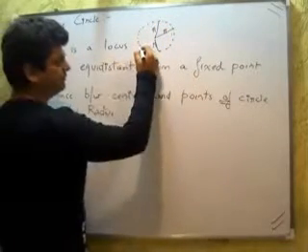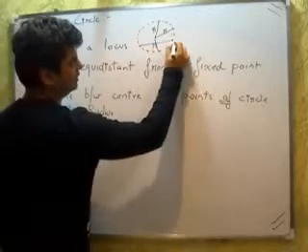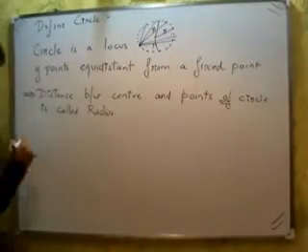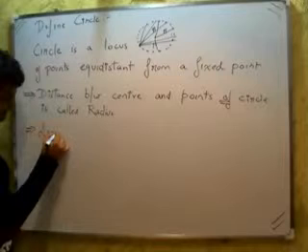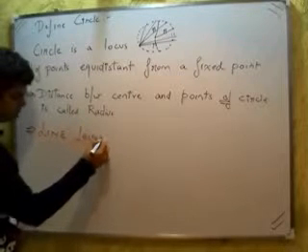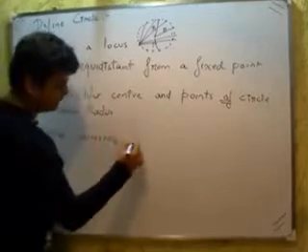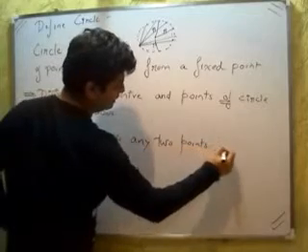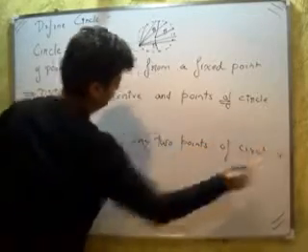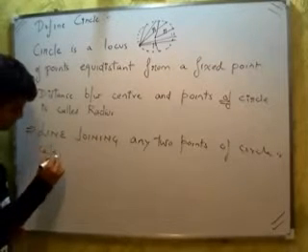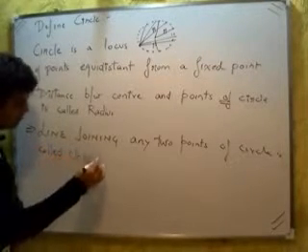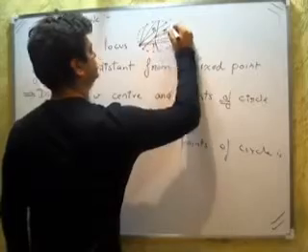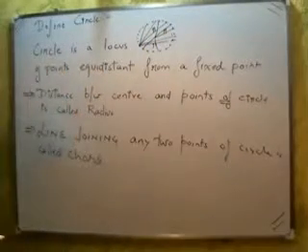Any line joining any 2 points on the circle is considered to be a chord. I can say that line joining any 2 points of circle is called chord.